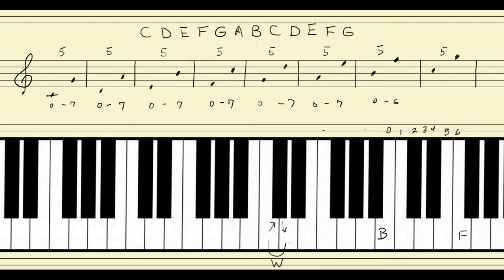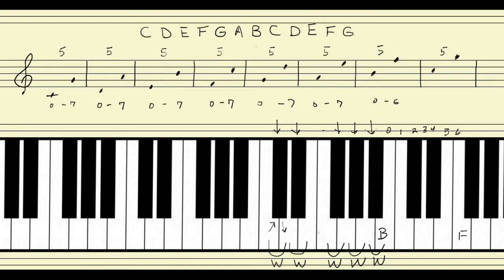E to F, also the distance of a whole step, or 2 half steps. F to G, also a whole step. G to A, also a whole step. And A to B, also a whole step. And what do all these pairs of white notes that are a whole step have in common? Well, they have in common the fact that there's a black key in between them. And so there's that second half step that black key gives us access to.